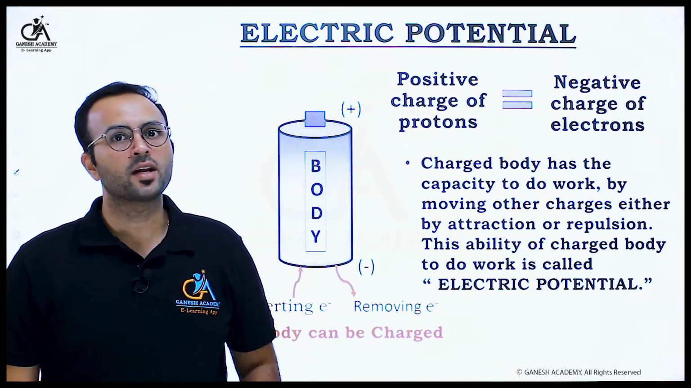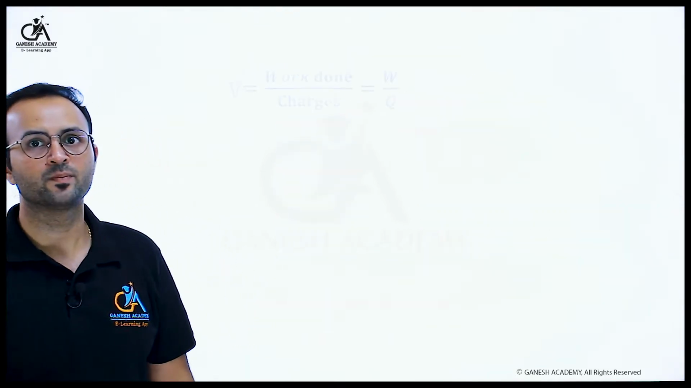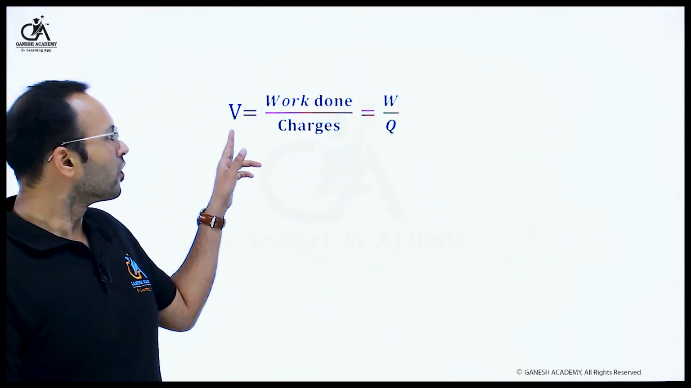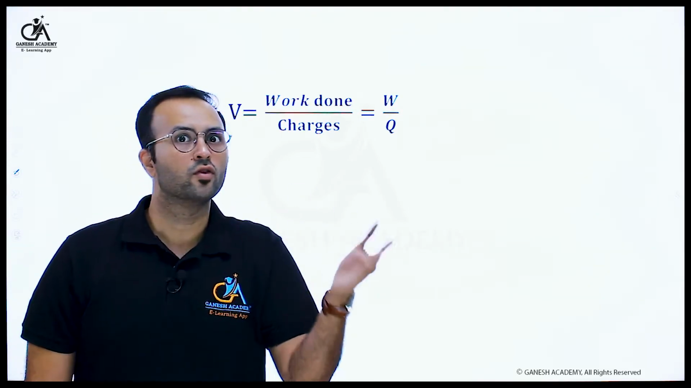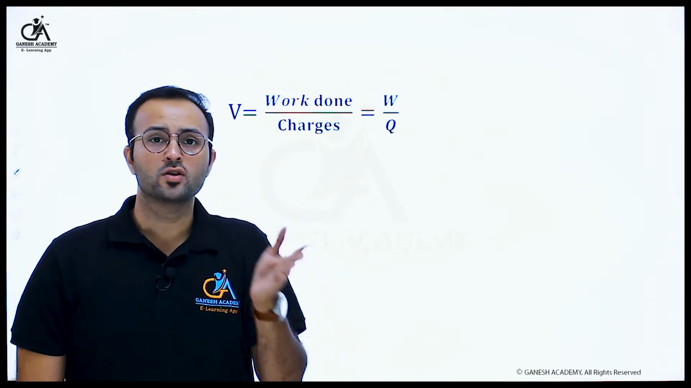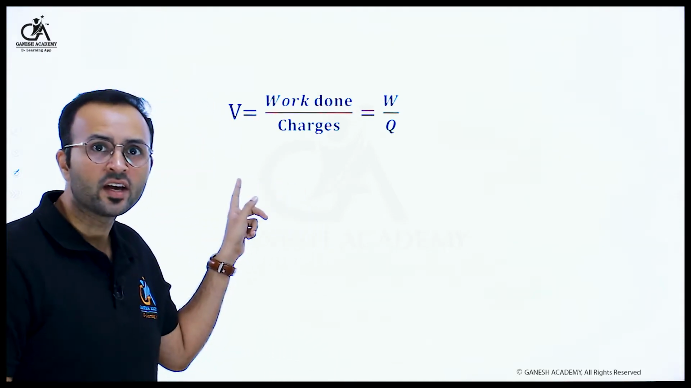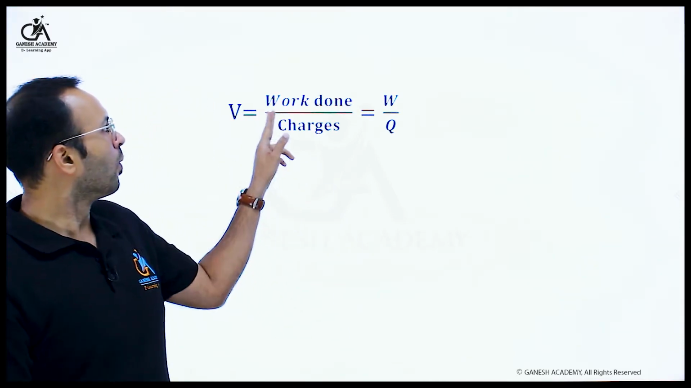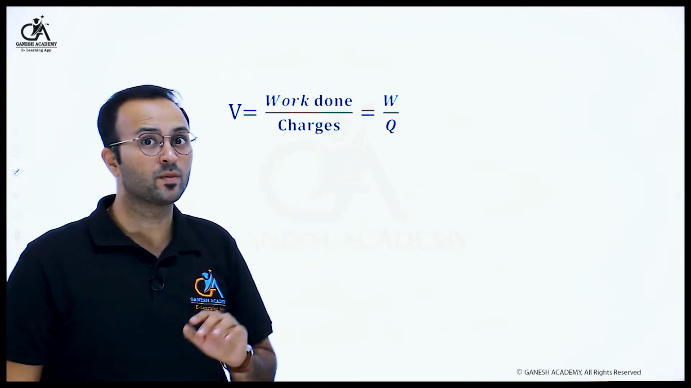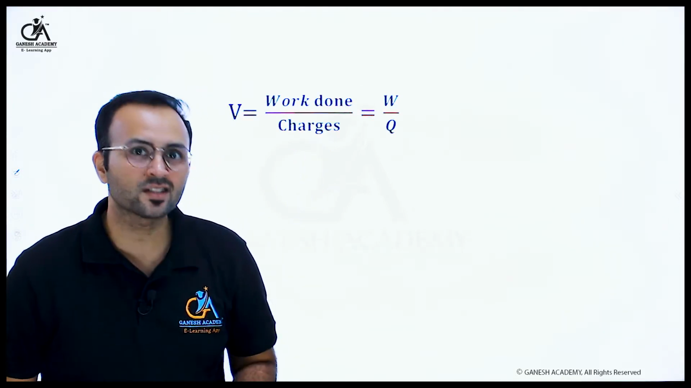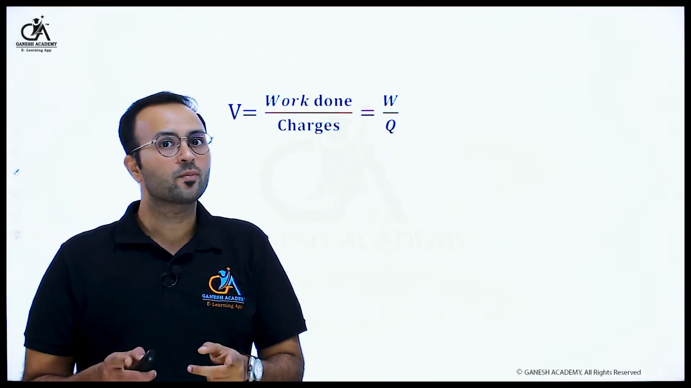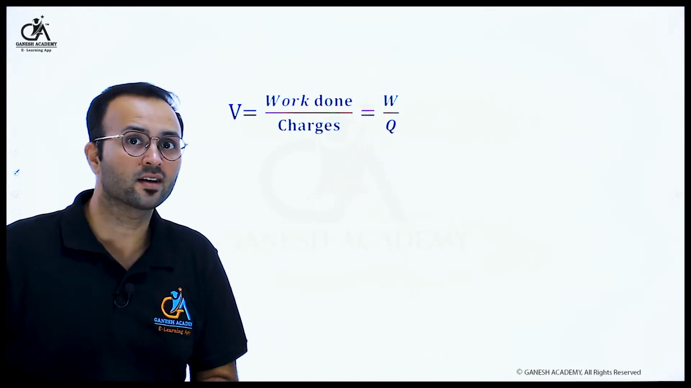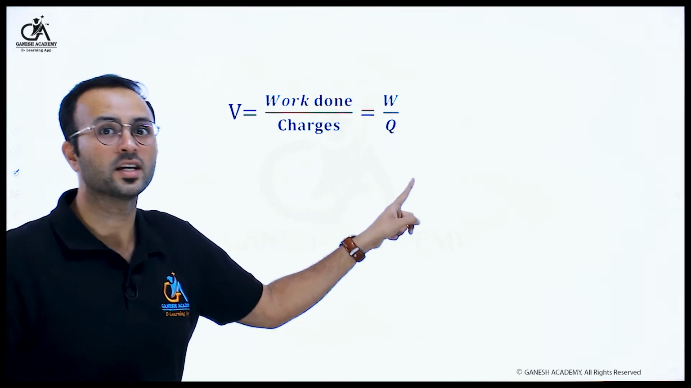So how can we define it by a formula? We can say voltage, that is electric potential. Electric potential भी बोल सकते हो या voltage भी बोल सकते हो. Both are the same name. So we can say, which is defined by V, V is equal to work done divided by charge. That means work done with respect to that charge, which we can say W by Q. So इसके आगे आपको always you need to remember one thing: V is equal to work done by charge.